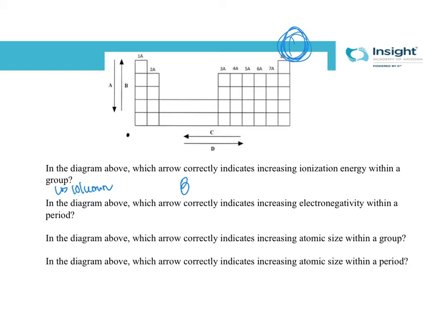Let's do an atomic size one, this one. In the diagram above, which arrow correctly indicates increasing atomic size within a period? All right, so there's row, and if you remember, our atomic radius was biggest over here, so that means arrow C is correct.